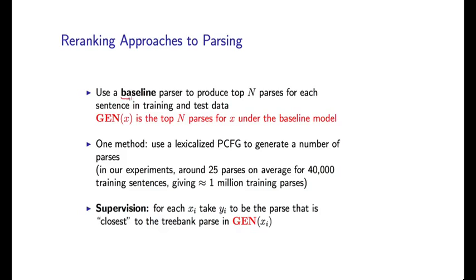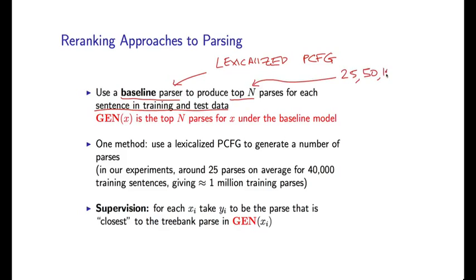So in re-ranking approaches, we're basically going to do the following. We'll use some baseline parser. In particular, this might be a lexicalized PCFG, for example, which we know is quite a good model for parsing. We're going to use a baseline parser to produce its top n parsers for each sentence in training or test data. So n, for example, might be 25 or 50 or 100, and I'm assuming that I have some way of finding the top 25 or top 50 or top 100 most probable parsers under the lexicalized PCFG model.